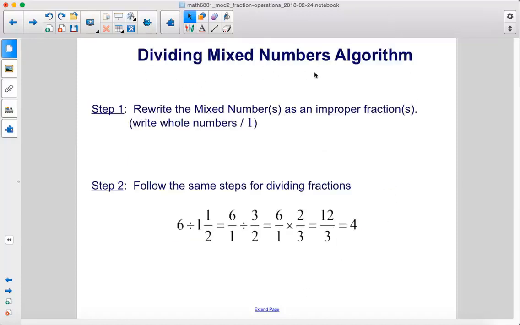Here's the dividing mixed numbers algorithm. Step 1. Rewrite the mixed numbers as improper fractions. You rewrite the whole numbers as being over 1. Step 2. Follow the same steps for dividing fractions. So 6 divided by 1½ would become 6/1 divided by 3/2, so we've turned this mixed number into an improper fraction. Then we keep, change, flip, and then solve.